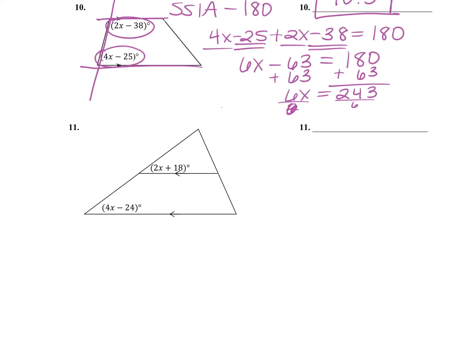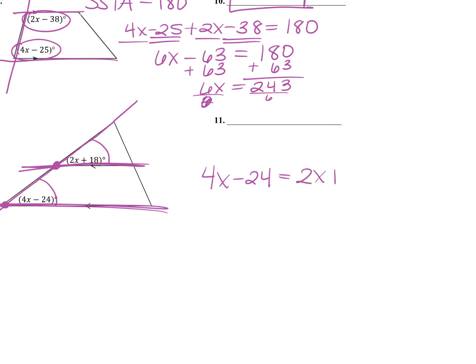What type of angles are those? Corresponding. Those are corresponding. You have your parallel lines. This angle with that angle are corresponding. They sit top right from the one vertex, top right from the other vertex. So what do you do with correspondings? You set them equal. 4x minus 24 should equal 2x plus 18. So take away the 2x, add the 24. What is that? 42. Divide by 2. So x is 21.